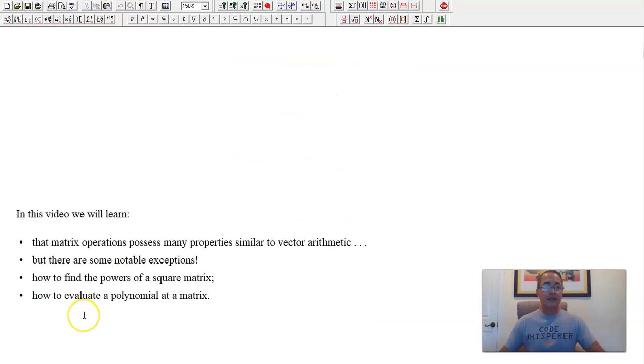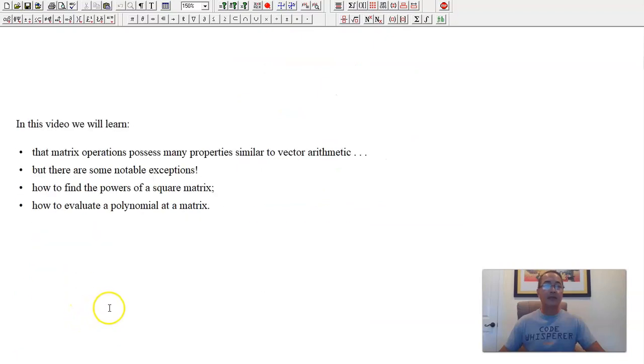So as the title implies, we are going to learn that the matrix operations that we just saw possess many properties which are very similar to those found for vectors and of course for real numbers. But there are some notable exceptions. So we will warn you not to do certain operations in certain ways which are not substantiated by these properties.